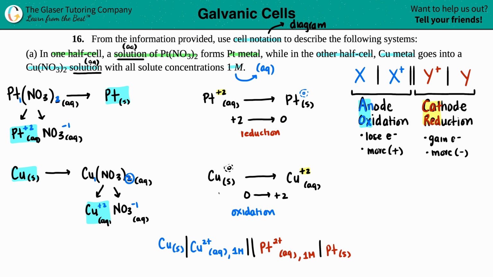Now, do we need a platinum electrode in this case? You only need a platinum electrode if both of your oxidation and reduction sides only have aqueous matter in them. But since I have a solid here, we're good to go. So we don't need to add any additional inert electrodes. So this is your final answer.